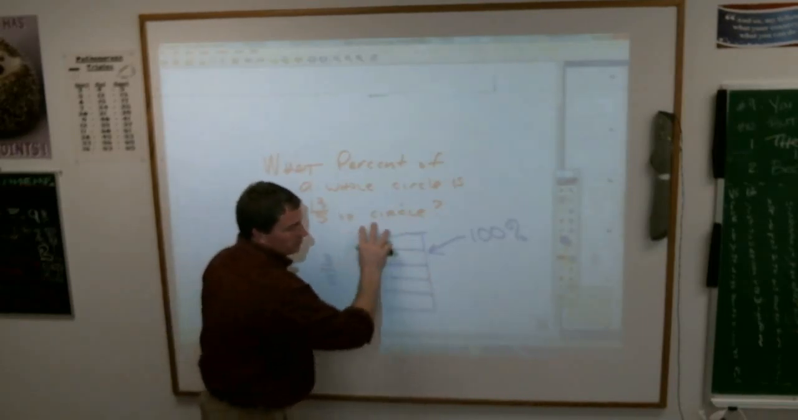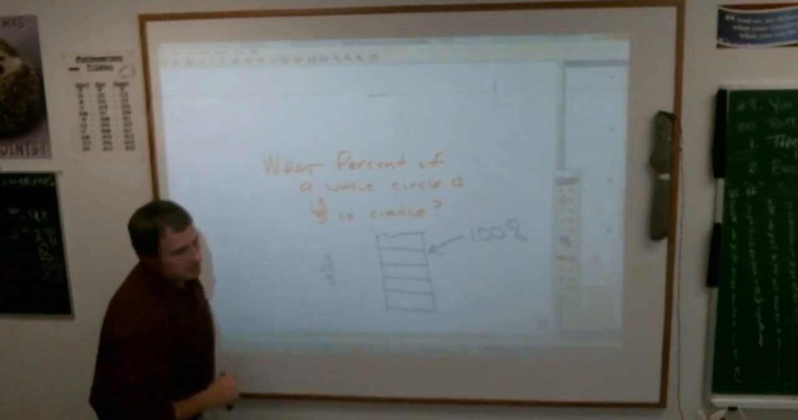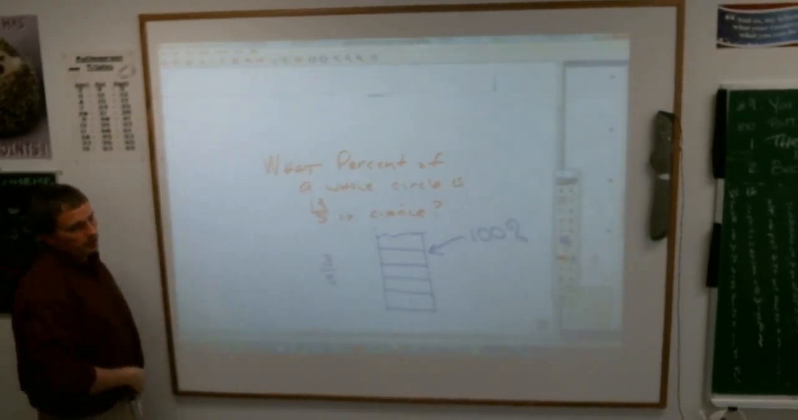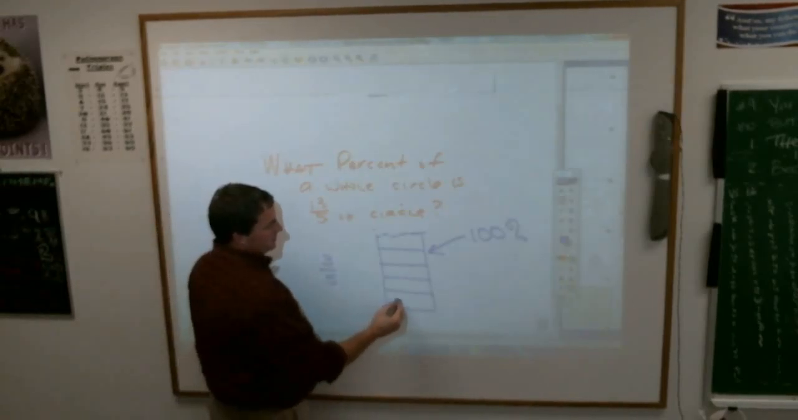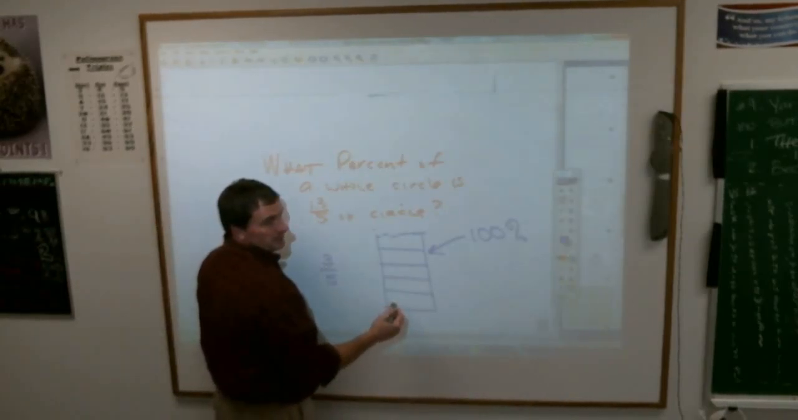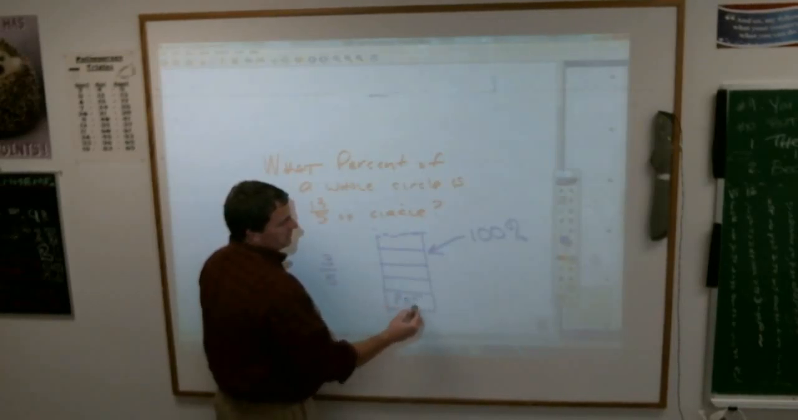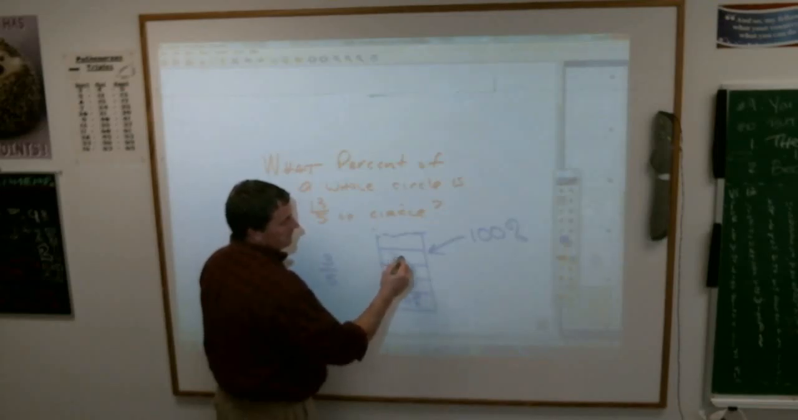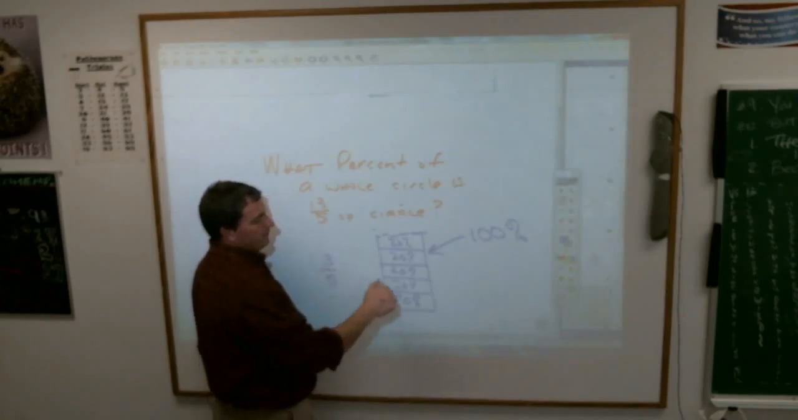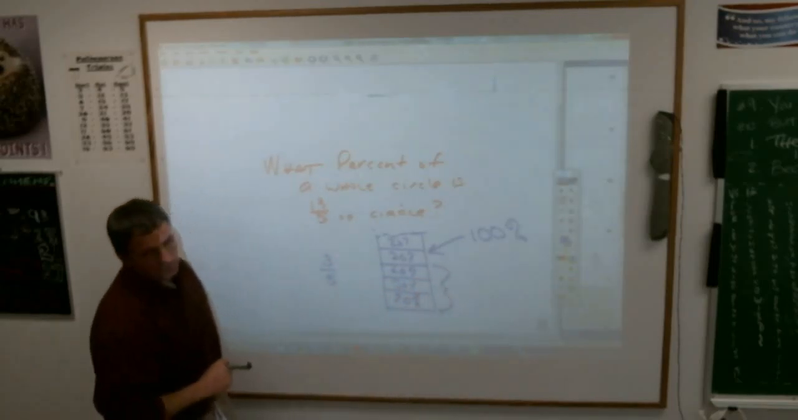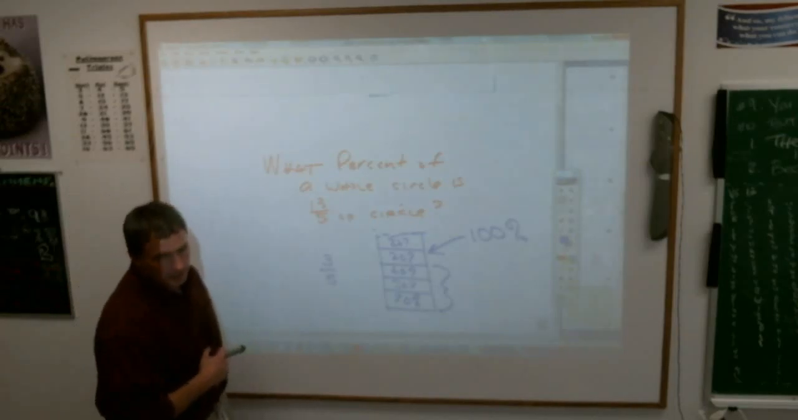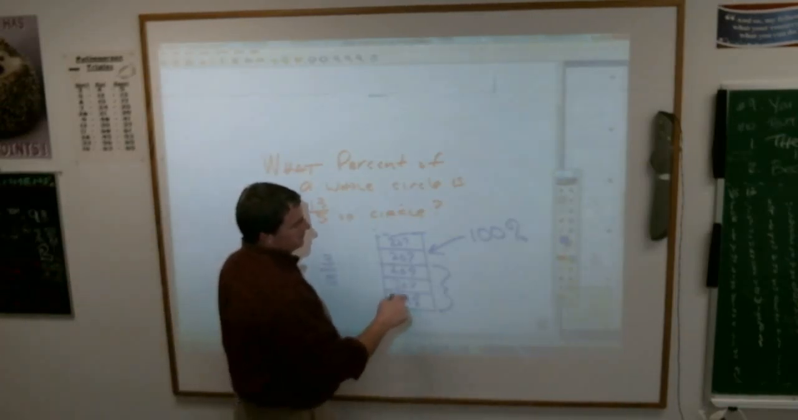I'm cutting my 100% circle into 5 equal pieces, which means each piece will be worth, can we do 100 divided by 5, 5 equal pieces, Isabel, is what? 20. Right. Each piece is 20%. So if I have 3 of those pieces, what percent am I talking about? 3 20% is, Jaden, think hard. 3 times 20 is 60. Yes.